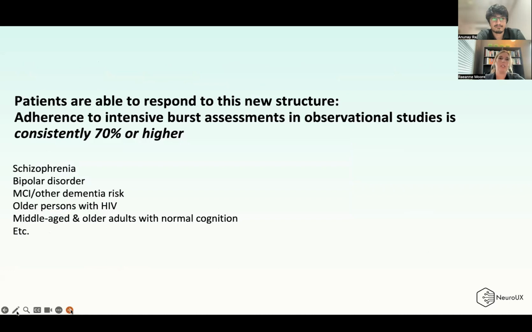Thinking about adherence, and whether our participants or patients are really able to do this remote research, we've consistently seen adherence to our intensive burst assessments and observational studies of 70% or higher across different patient populations, including people with serious mental illness, mild cognitive impairment, older persons with HIV-associated neurocognitive disorders, older persons with normal cognition, et cetera.